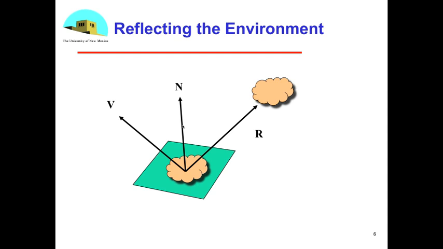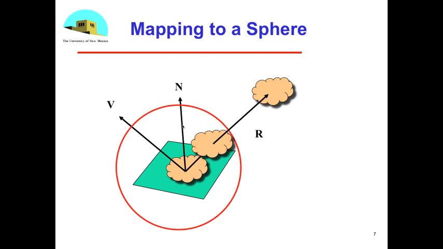Now let me inject a slightly different view of this, which is going to be equivalent, which says, what if I put a hemisphere, or a sphere, let's say a sphere first. I put a sphere around this whole area.